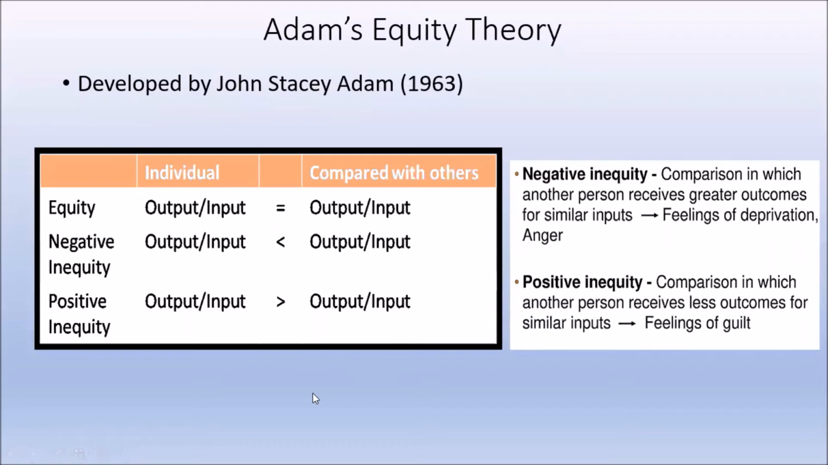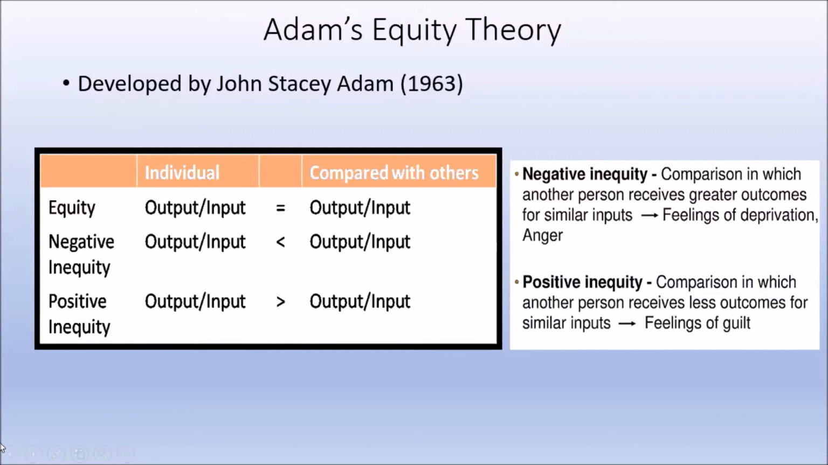All right, so the other theory of motivation that could be applied in organizations is Adam's equity theory. So equity theory was proposed by John Stacy Adams in 1963. Basically, this equity theory focuses on the equity or the equilibrium between the output and input. So the employees must achieve equity in their output and input at the workplace.